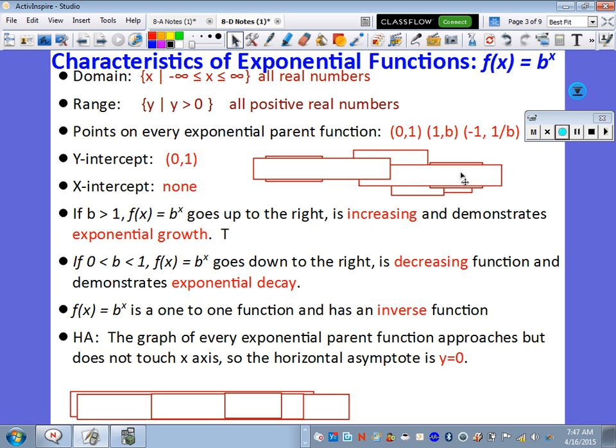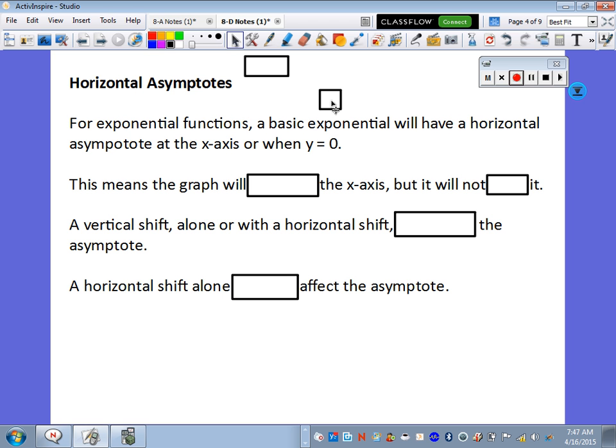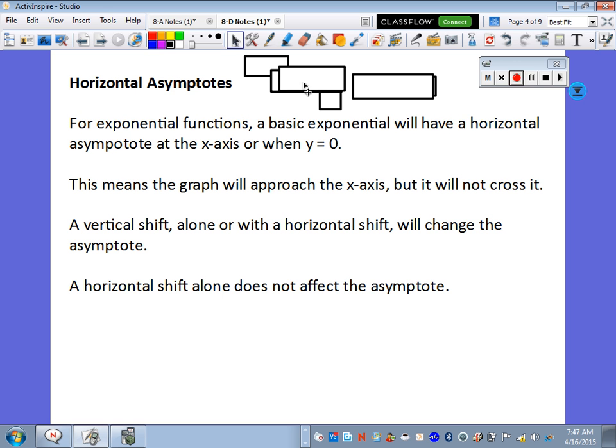All right, so for horizontal asymptote, let's move this up here so you can see. A basic exponential will have a horizontal asymptote at the x-axis, or when y = 0. This means the graph will approach the x-axis but will not cross it. Keep in mind on the calculators that is very hard to demonstrate, because there's an infinite number of points there. A vertical shift alone or with a horizontal shift will change the asymptote, and a horizontal shift alone does not affect the asymptote. So it has to be a vertical shift, either alone or with a horizontal one. If it's only a horizontal shift, it doesn't matter.